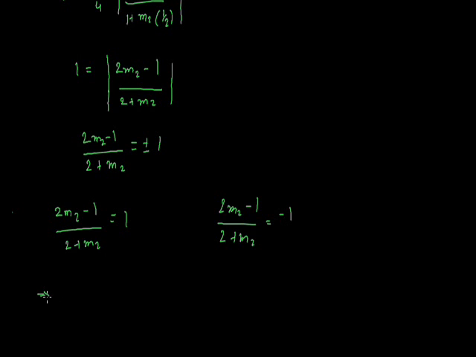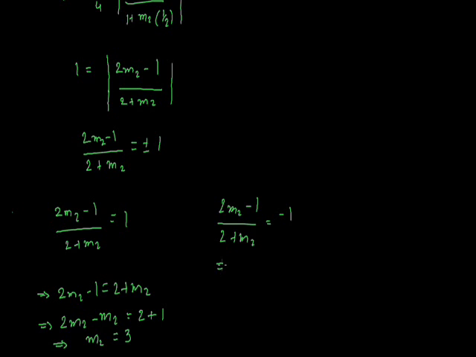So the first equation will fetch me 2m2 minus 1 equal to 2 plus m2. I'll take this m2 on the other side, so it will become 2m2 minus m2 is equal to 2 plus 1. I'll take this minus 1 on the other side, so it will become plus 1, which implies m2 is equal to 2 plus 1, that is equal to 3.